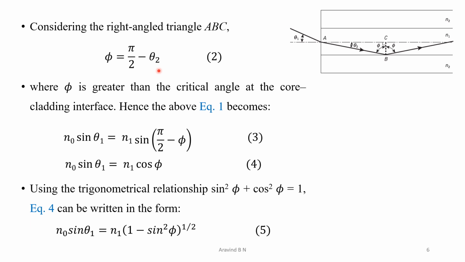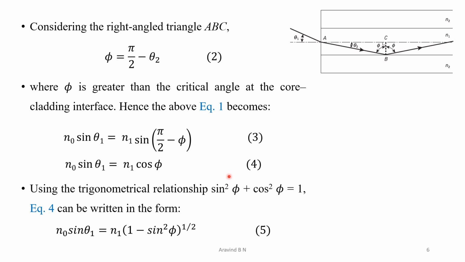In equation 1 that has been shown previously, theta 2 is present on the right hand side. By replacing theta 2 by its equivalent value, it becomes n0 sin theta 1, left hand side as it is, and the right hand side becomes n1 sin of pi by 2 minus phi. Call this equation 3. Now the left hand side remains as it is, and the right hand side becomes n1 cos phi, since sin of pi by 2 minus phi is equivalent to cos phi. Therefore it is replaced by cos phi. Call this equation 4.